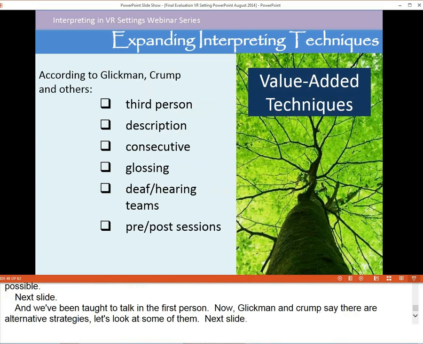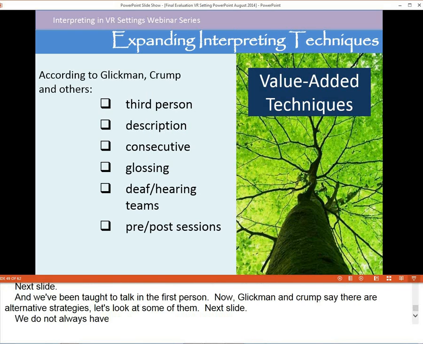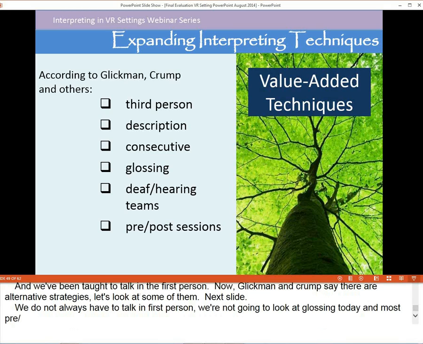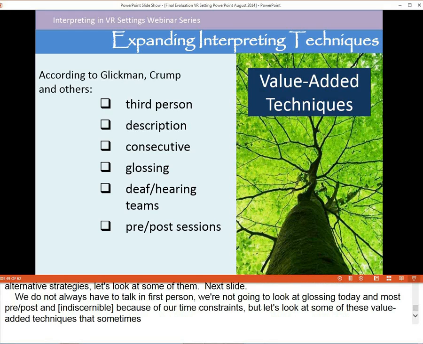We do not always have to talk in first person. We're not going to look at glossing today, and not much about pre-post tests and very little about deaf-hearing teams just because of our time constraints. But let's look at some of these value-added techniques that sometimes we forget to use. Glickman and Crump say, as language becomes more disfluent, the more appropriate third person may become.